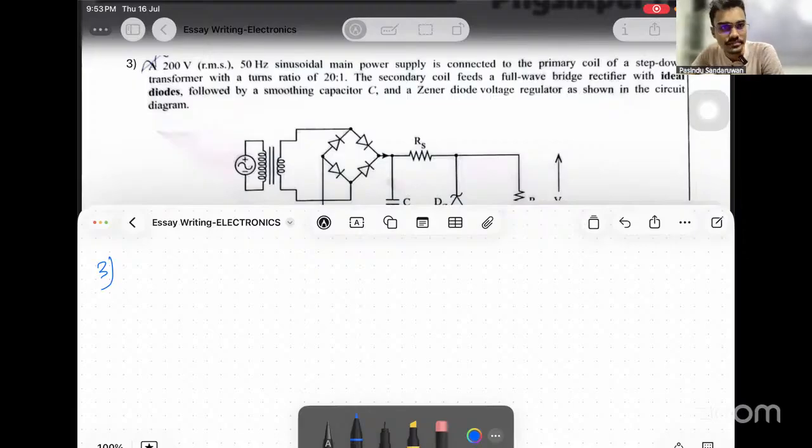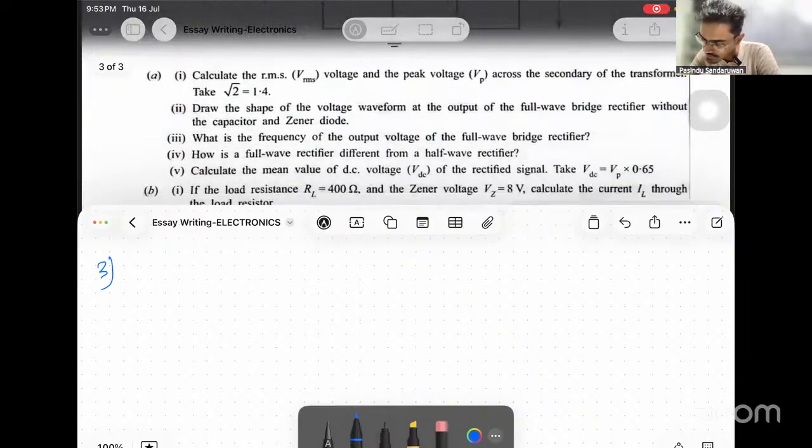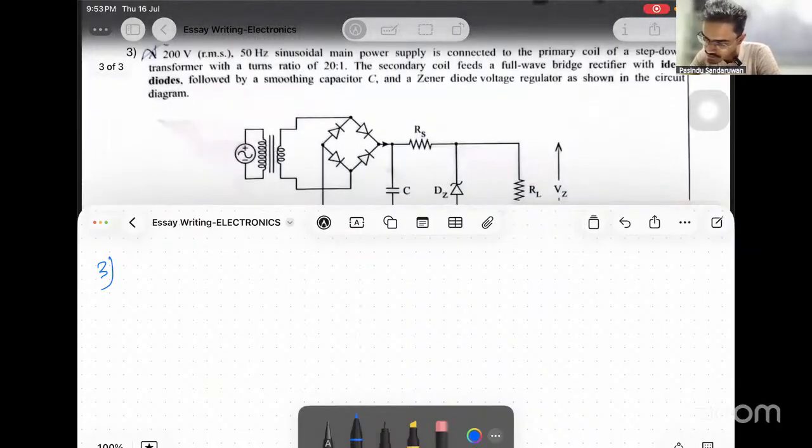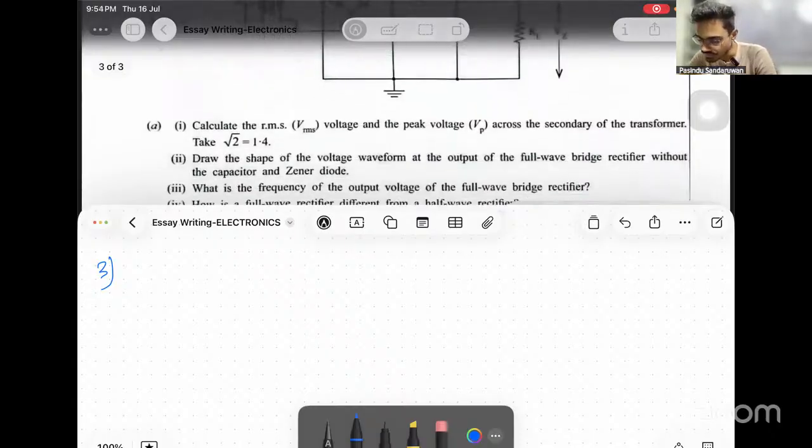Then question 3. It says circuit diagram. Now the circuit is given, and once we see the circuit, what should come into your mind is the full wave rectifier. This is the exact same circuit as the full wave rectifier. Let's see. First one: calculate the RMS voltage VRMS and peak voltage VP across the secondary of the transformer. Take root 2 as 1.4.